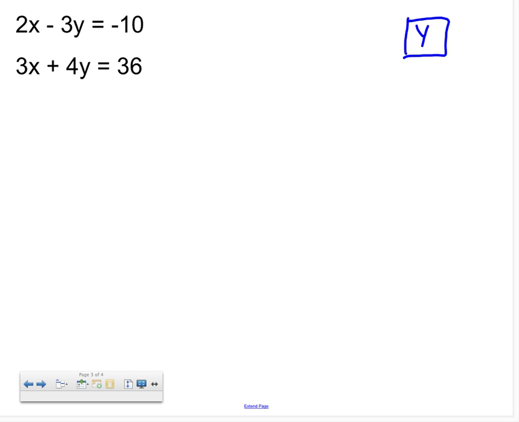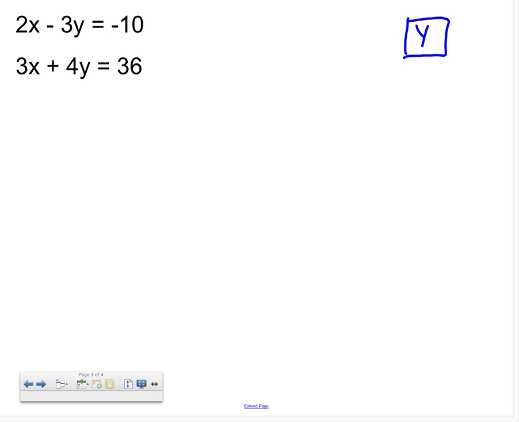Why did I choose y? Well, again, I could just choose either one I wanted, but I saw that there's a negative y on top and a positive y on bottom. So if one y is already negative and one y is already positive, that's less work I have to do. I no longer have to make them into a negative and positive. They're already that for me. I can just focus on getting the numbers to be opposites.